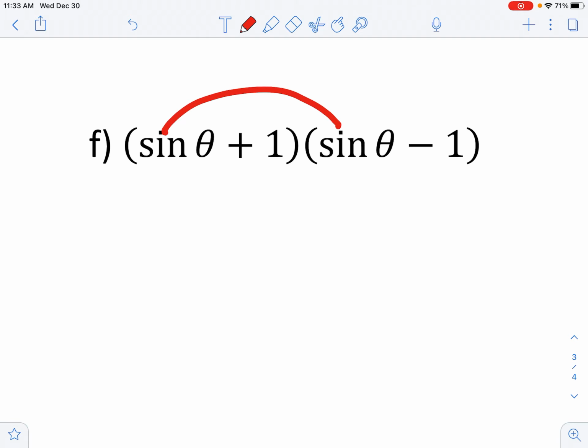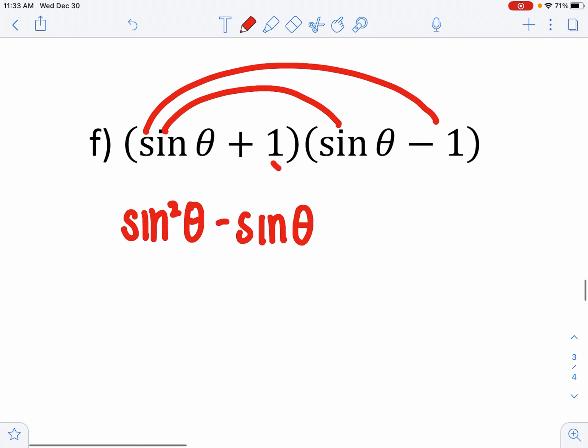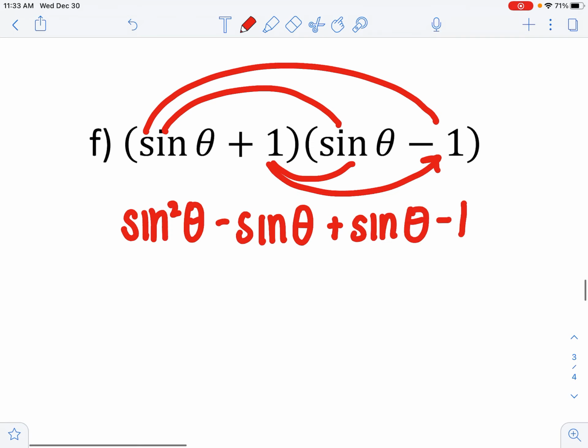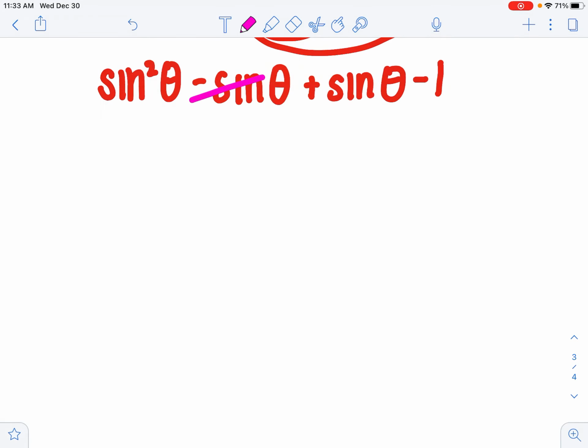I'm going to do first times first. Sine times sine is sine squared. Outer. Sine times -1 is minus sine. All right, inner, 1 times sine is plus sine. And 1 times -1 is minus 1. Okay, so now I'm going to look to see what I can do to clean this up. I have a minus sine and a plus sine, so that's out. And now I have sine squared of theta minus 1.